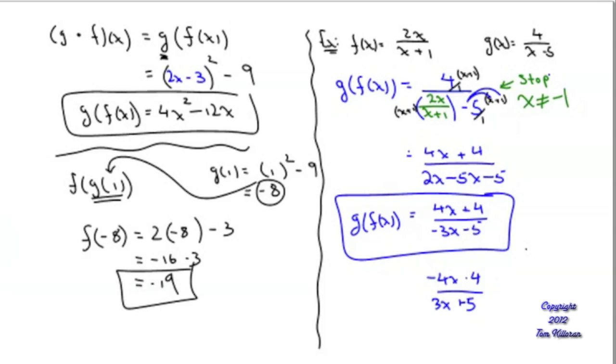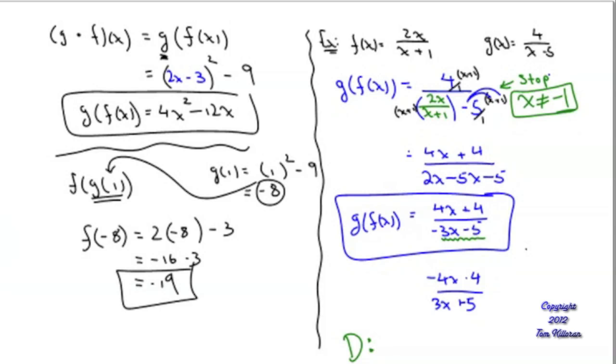Oh, we're not done with that yet. I haven't finished the problem because I haven't stated its new domain. So when we state the domain, we have to be careful. We already know one part of the domain. x cannot equal negative 1. But we've got a fraction down here also. It doesn't matter which one you use. We'll use this one here.